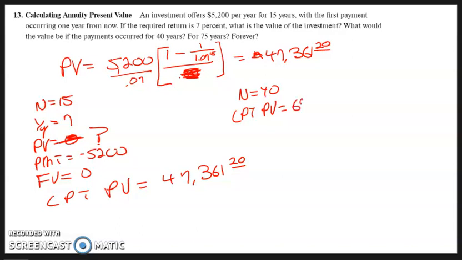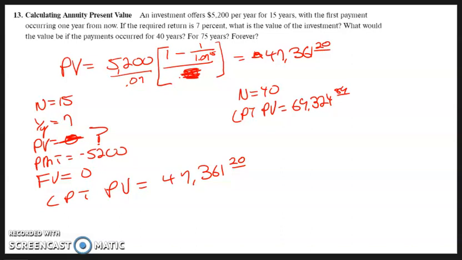So this is $69,324.89. Again, I can't stress enough how important it is to think about your answers logically. If, for example, you added payments or increased the size of payments on a present value calculation, the value has to go up.